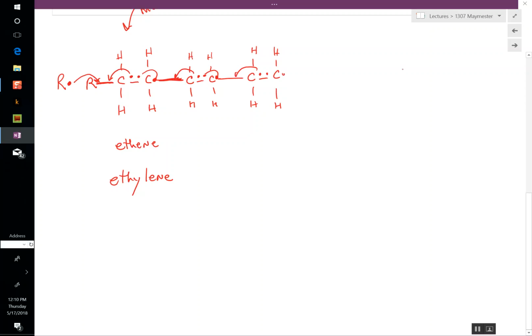And so what does it look like now? Well, you got this R on the end of it. It looks like this. There's your first ethylene. There's your second one. There's your third one. There's your fourth one. And it goes on and on and on. And so what it is is this.